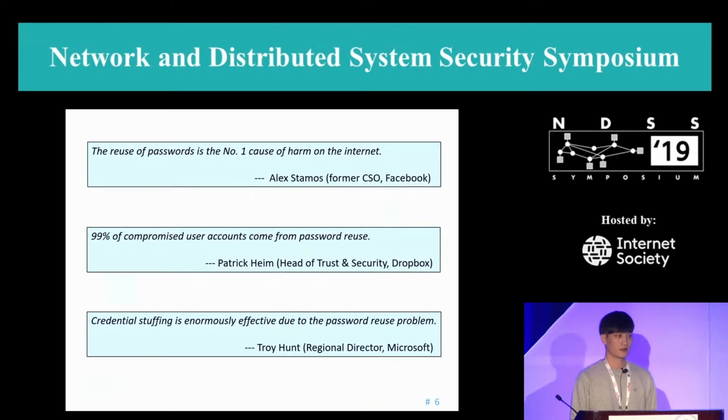For this reason, password reuse has become one of the biggest concerns for web security. These are some quotes from security people who work for major web service providers, which express their concerns.